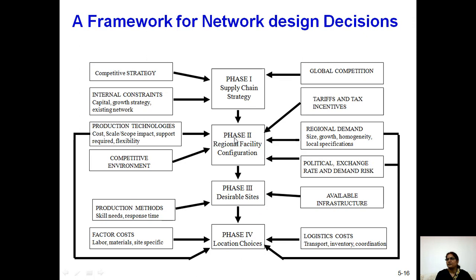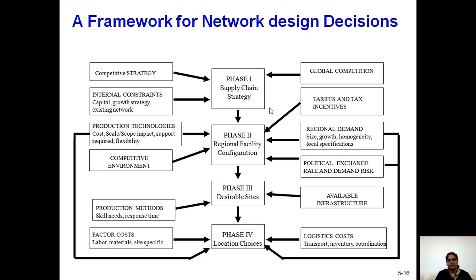Next, let us see the framework for network design decisions. The goal when designing a supply chain network is to maximize the firm's profits while satisfying customer needs in terms of demand and responsiveness. To design an effective, successful network, a manager must consider all the factors which we have just learnt, such as deciding the location of the facilities, number of facilities, role and size of facilities, and allocation of suppliers and markets.